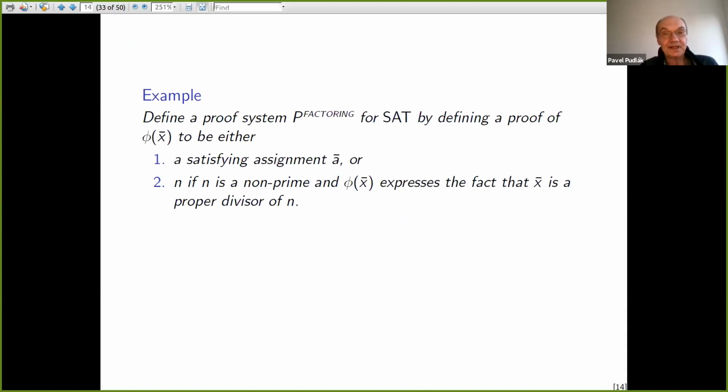Now, an example of a proof system for SAT that is probably not polynomially simulable by the standard proof system is the following one. You take the standard proof system and you add basically factoring into it, which means that you take as a proof any satisfying assignment, or if the formula expresses that n is not a prime, then n will be just the proof of this.